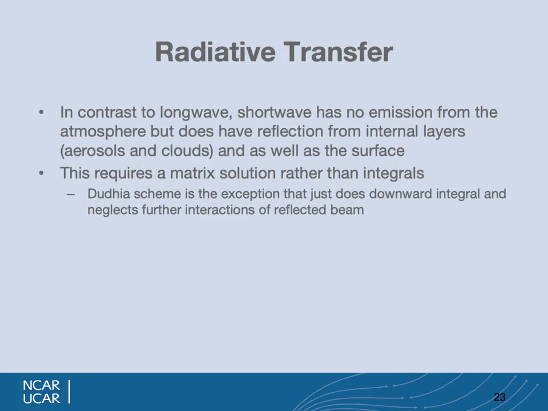Radiative transfer, I won't go through that again. It's very similar to the long wave, except in some ways simpler. In contrast to long wave, shortwave has no emission from the atmosphere. So in that way it's simpler, but it does have reflection from internal layers. So you have to treat both an upward and a downward beam at every point, at every level, which complicates the integration. It's not just a simple upward and downward integration that the long wave has. There's a matrix solution you have to solve to allow for this reflection from layers, which is important to treat. The only exception is the simple scheme that I have, which only does a downward integral and neglects any further interaction of the reflected beam.